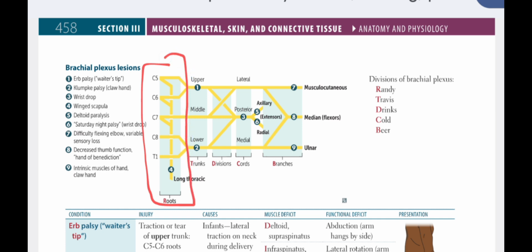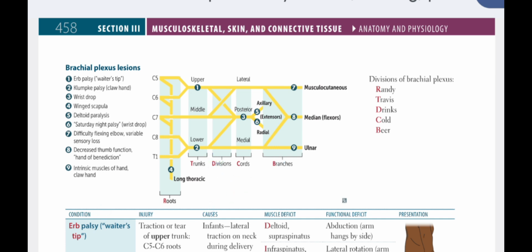These roots join together and form trunks. The roots form three trunks of the brachial plexus: upper trunk, middle trunk, and lower trunk. The trunks then proceed into the divisions. The divisions then proceed into the cords, and the cords eventually give out branches. So we start on the roots and go into trunks, then divisions, cords, and finally the branches.